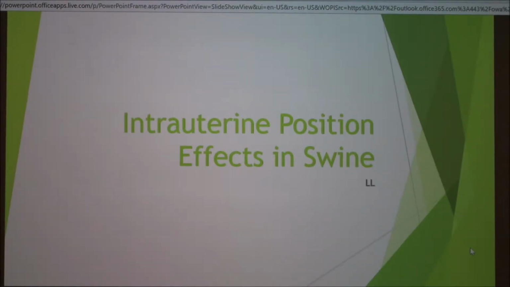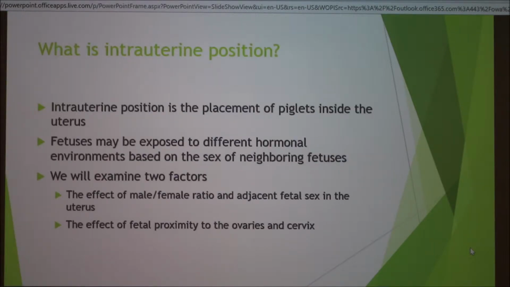Alright, for my project I looked at the effects of intrauterine position in swine. So what we're looking at with intrauterine position is the placement of piglets inside the uterus. There are two main components to this. We looked at the effect of fetal proximity to the ovaries and the cervix, and we also looked at the effect of male-female ratio and adjacent fetal sex in the uterus.